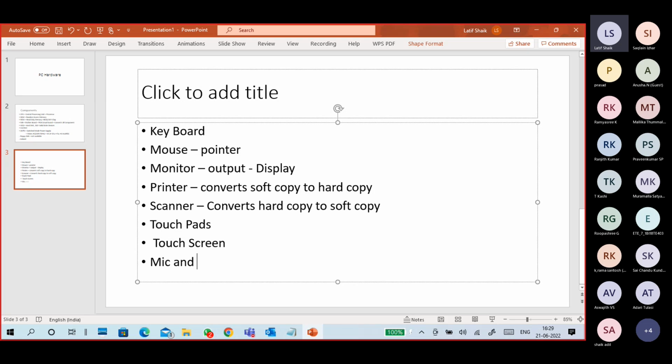Mic and speakers. So you want to give a voice input. Mic is important. You want to hear the voice. Need speakers.